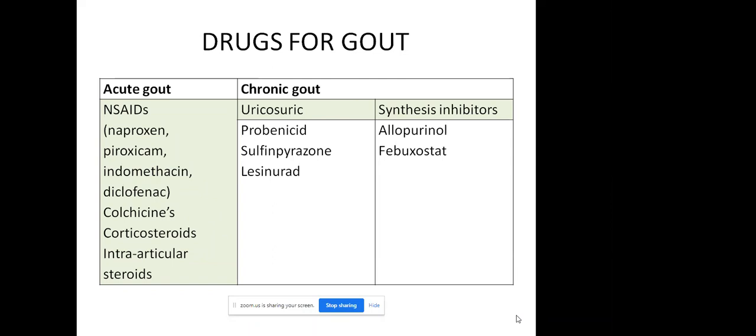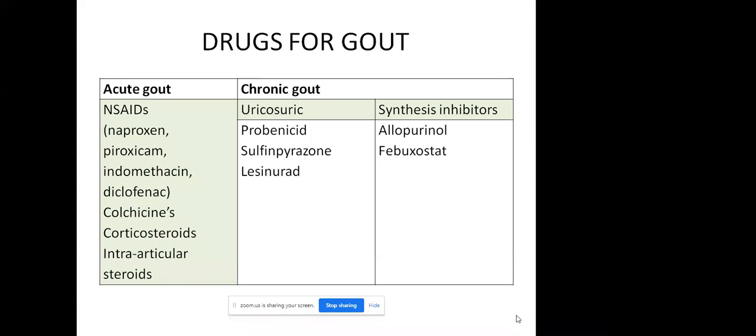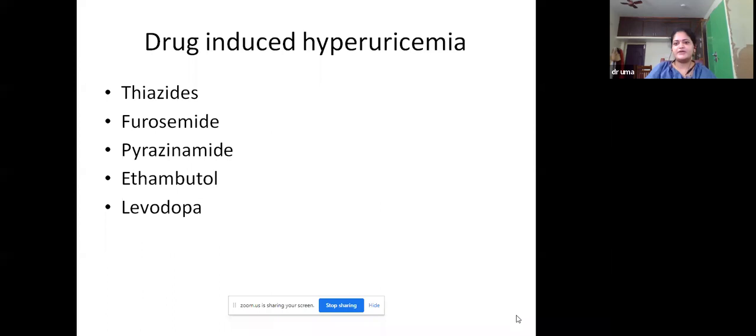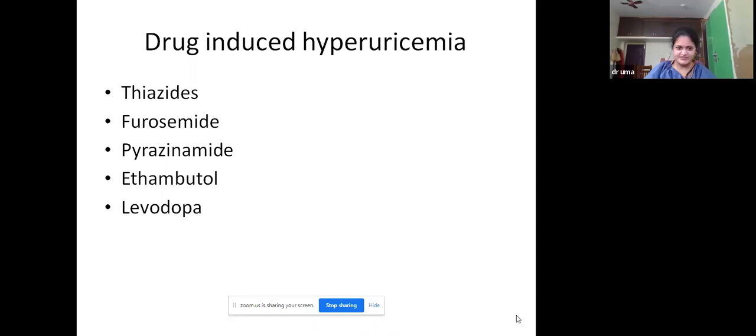The uricosurics include probenecid, sulfinpyrazone, and lesinurad. And the synthesis inhibitors are allopurinol and febuxostat. The drugs which cause secondary hyperuricemia are thiazides and furosemide, which are diuretics, pyrazinamide and ethambutol, which are anti-TB drugs, and levodopa. These are the drugs which cause hyperuricemia.